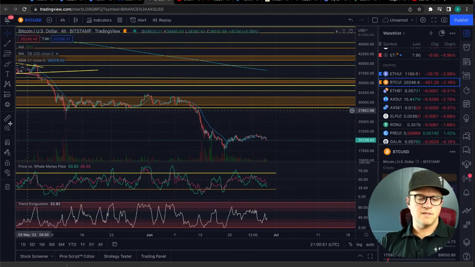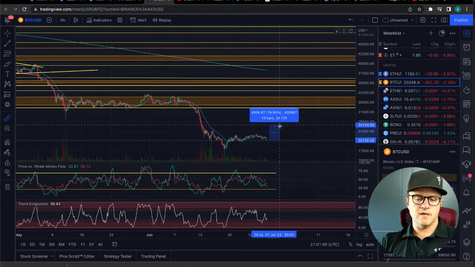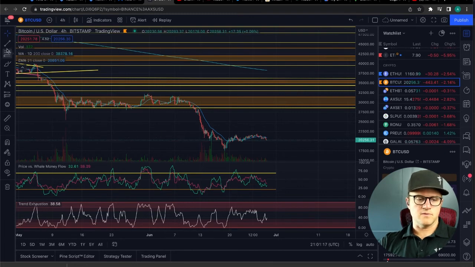If we saw GBTC and we were on the bottom-ish edge of the price versus whale money flow and the trend exhaustion from Trade Confident, guys, these are the indicators I use on all my trades. And if we saw 16% from here, where would that put us? 16% would be 23,400. I could easily see that tomorrow if the Grayscale Bitcoin Trust was approved by the SEC, I think, would actually be the correct organization.